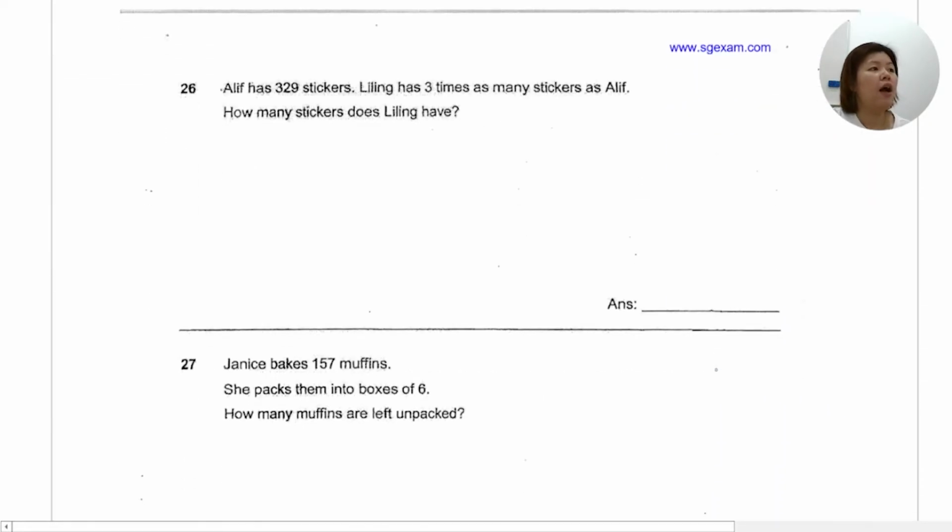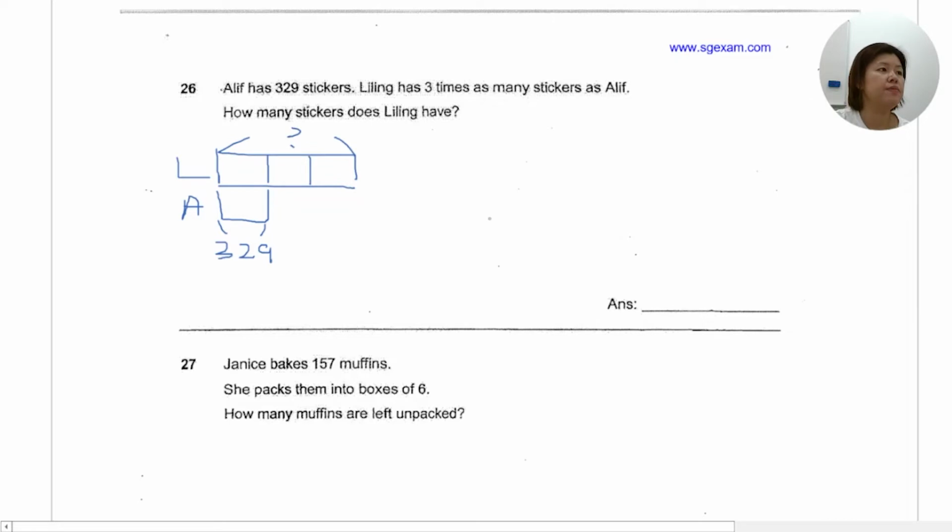Next. Alif has 329 stickers. Li Ling has 3 times of Alif. So you draw a model. Li Ling is 3 units. Alif is only 1, and he has 329. So Li Ling will be 329 times 3. Answer, 987.